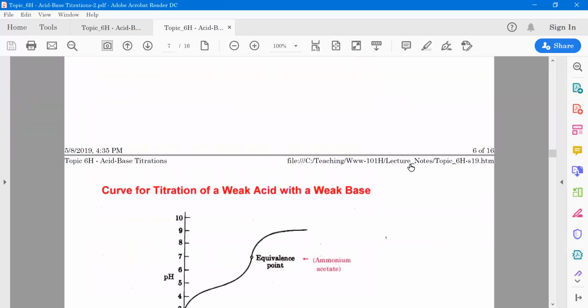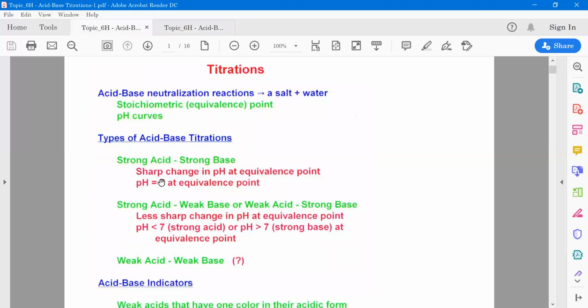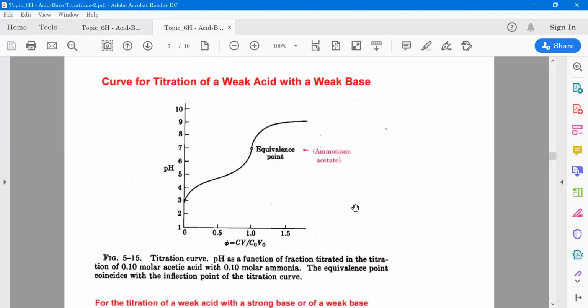So those are the situations for a strong acid, strong base titration, which we talked about first, and then the strong acid, weak base titration, or the weak acid, strong base titration, which wind up with pHs either less than 7 for titrating with a strong acid, or greater than 7 for titrating with a strong base at the equivalence point. What about for a weak acid, weak base titration? Well, the situation now is again different. It doesn't resemble either of the ones we've just talked about.